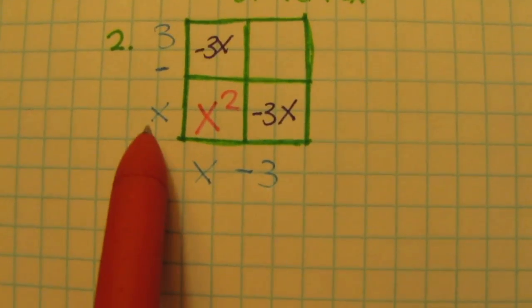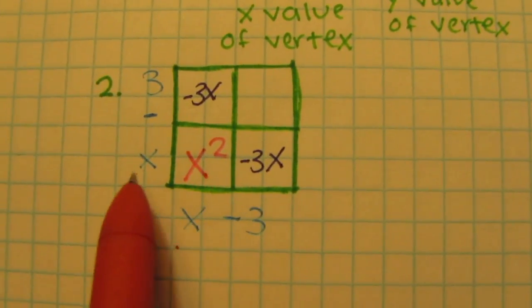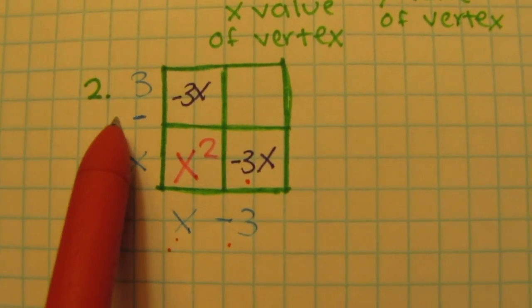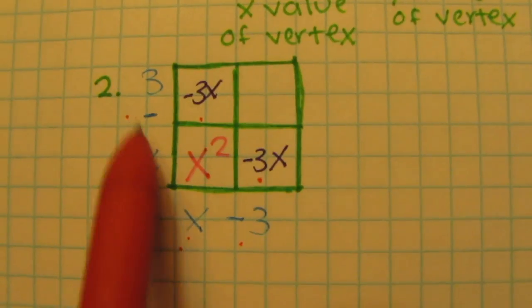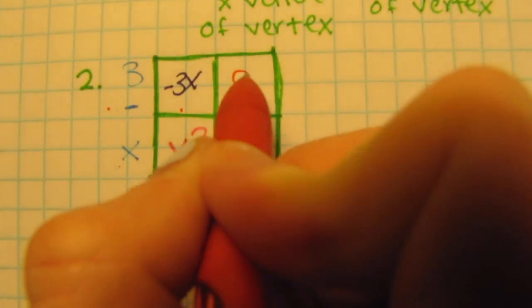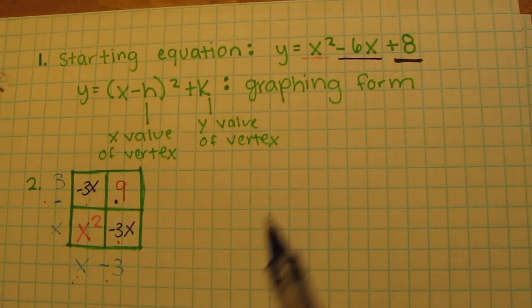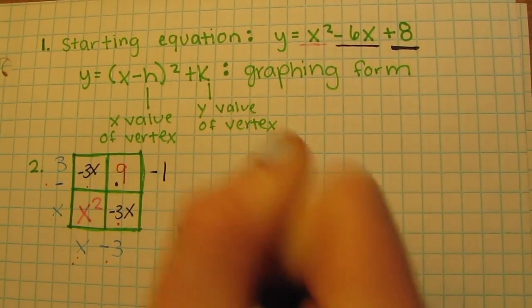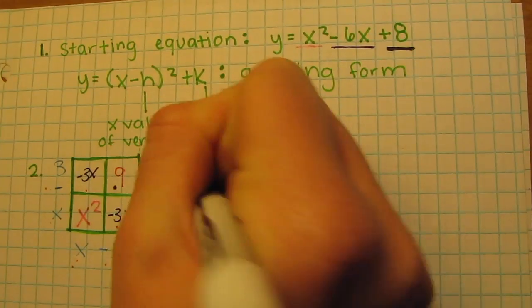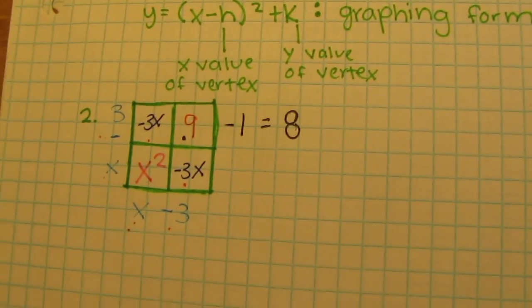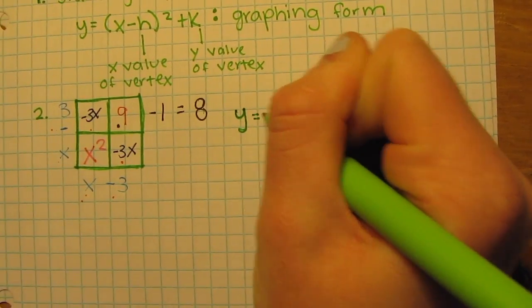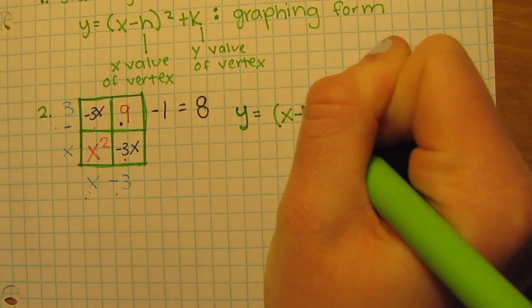Now we can see that x times x gives us x squared, x times negative 3 gives us negative 3x, x times negative 3 gives us negative 3x, and negative 3 times negative 3 gives us 9. We notice the difference between the two values and subtract 1 from 9 to get 8. Now that we have completed the square, we can take our gathered information and put our equation into graphing form.